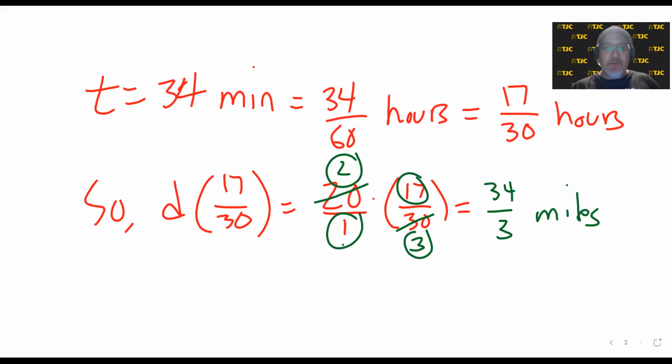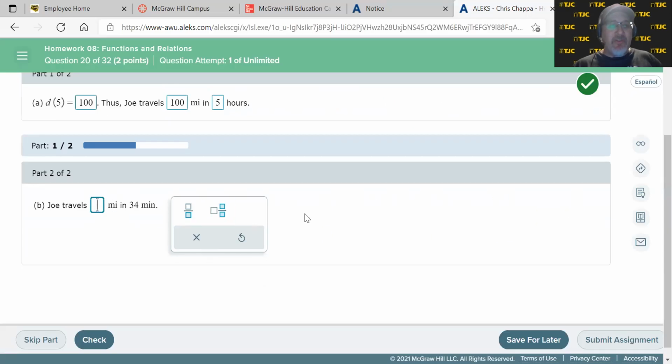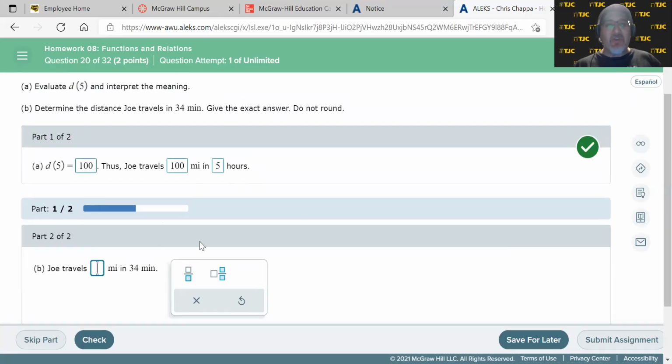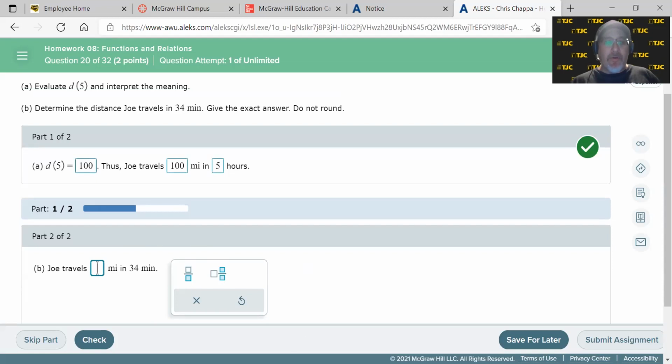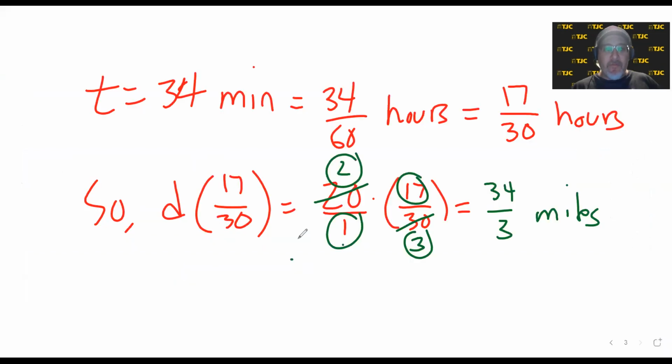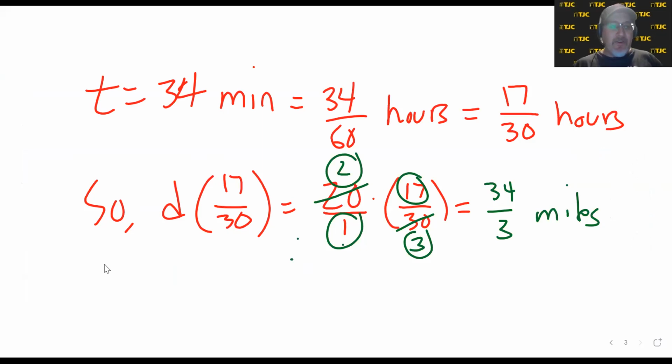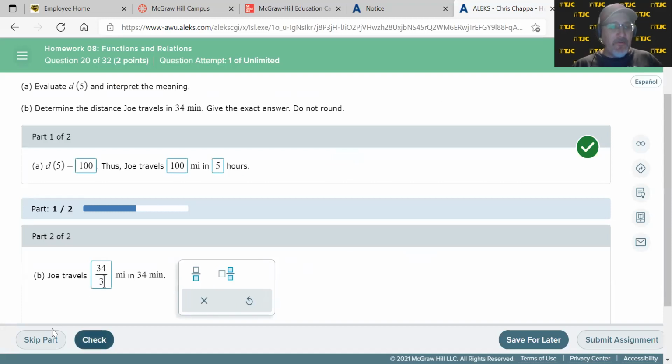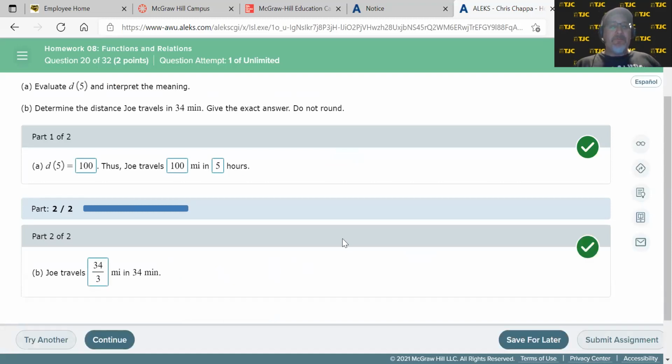We had 34 thirds miles, and it should accept that. It should accept 34 thirds because it didn't tell us how it wanted the answer, except that it wanted the exact answer, do not round. And that exact answer is 34 over 3. If we type 34 over 3, let's see if it'll take it. Oh, it did. I bet it would have accepted a mixed number also.